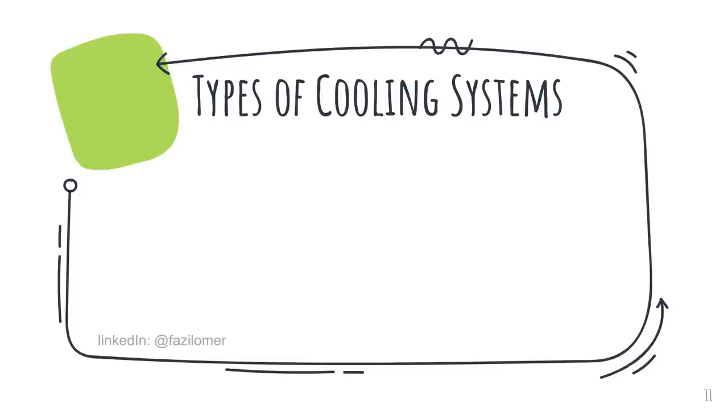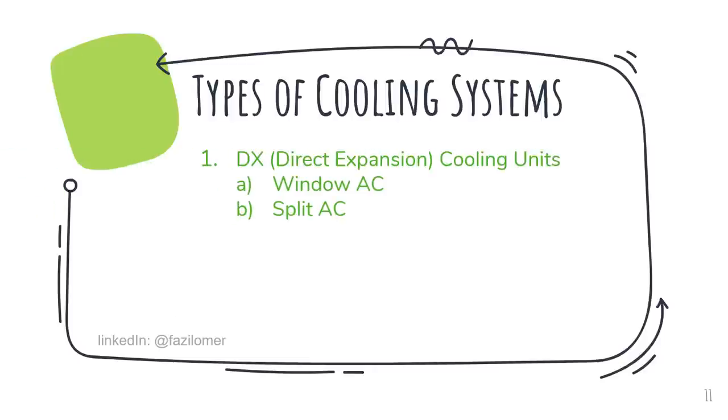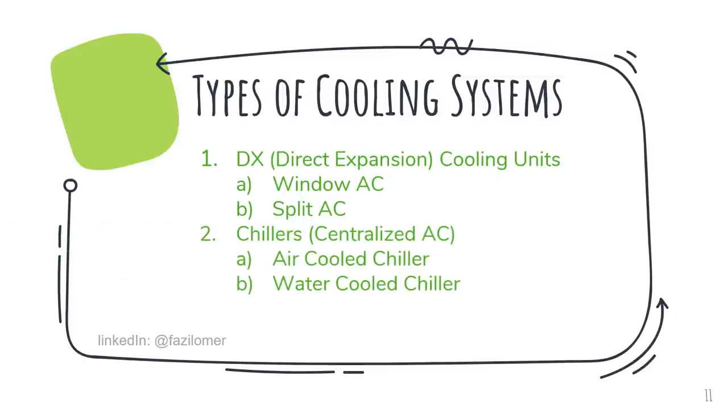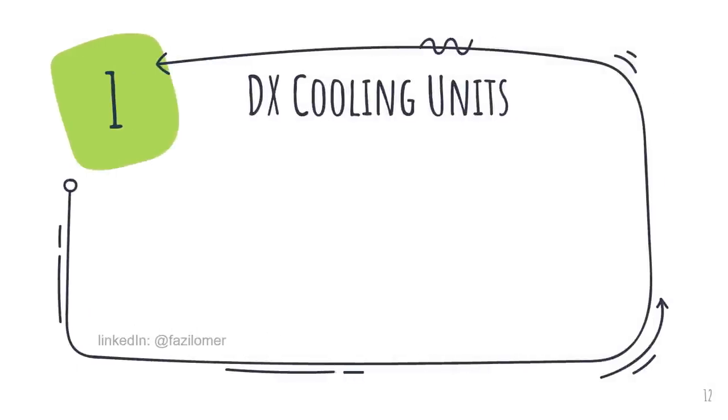Now, let us look into various types of cooling systems. The first type is the direct expansion cooling units, such as window AC and split AC. Next is air-cooled and water-cooled chillers. Last type is the district cooling system, which is the same but advanced version of chillers. We will look into each type of cooling system in detail in the coming slides.